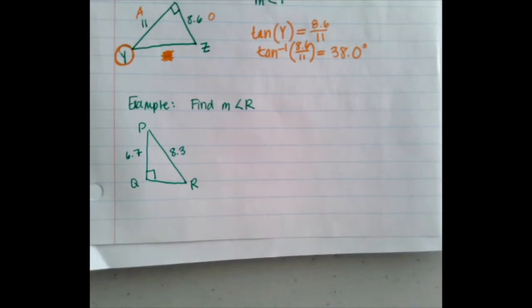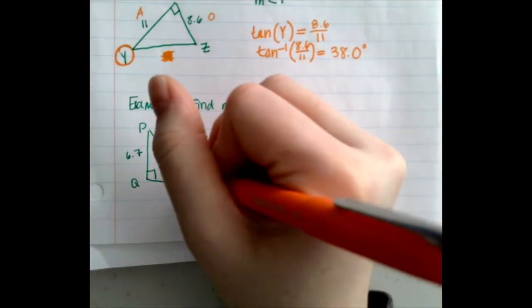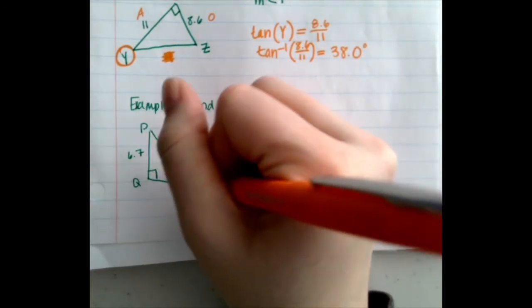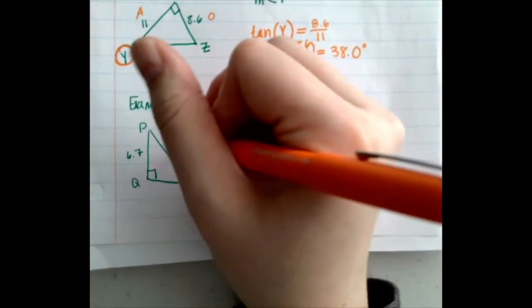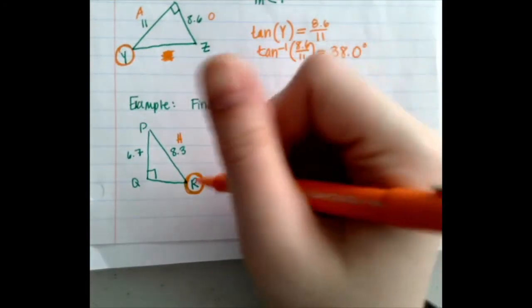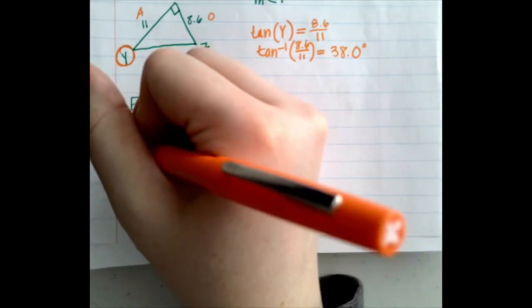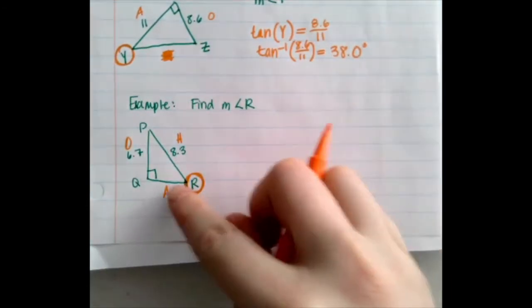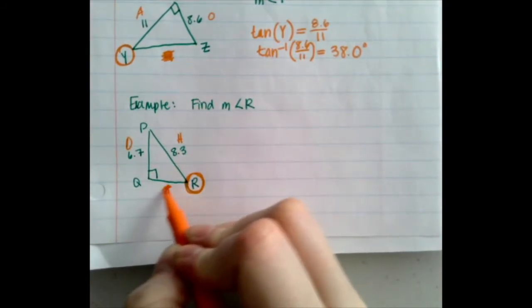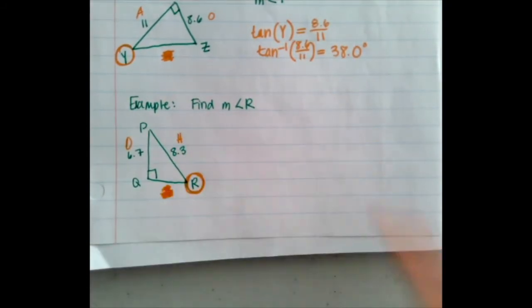And so again, our first step is to circle the angle that we want. So we want the measure of angle R. And then we want to label our opposite, adjacent, hypotenuse based on that angle. So across from the right angle is our H, across from the angle we are is O, and right next to it is A. And I don't have anything written for A, so I'm going to go ahead and get rid of that because we don't have that.